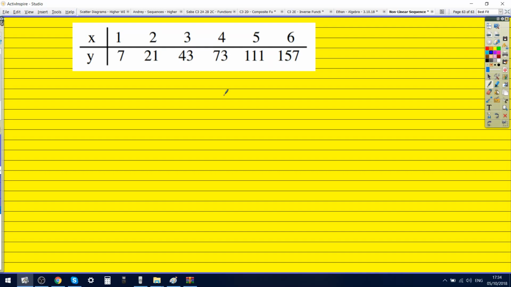So wait, what would you do with that? We're trying to find the term-to-term rule for the y. Well, y equals x times 7. So x is like n, and this is an squared plus bn plus c, and you have to find out what a, b, and c are. Oh, I don't really know how to start. It's exactly what we were doing. So it's a sequence of numbers: 7, 21, 43, 73, and 157. You have to find A, B, and C.